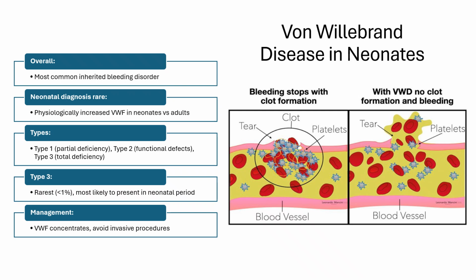These infants experience mucosal bleeding more commonly than intracranial hemorrhage, distinguishing them from hemophilia A patients despite similar factor VIII deficiency. Management requires von Willebrand factor-containing concentrates for moderate to severe bleeding, while avoiding desmopressin due to hyponatremia risk in neonates.